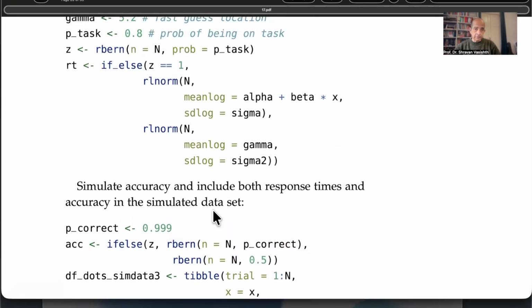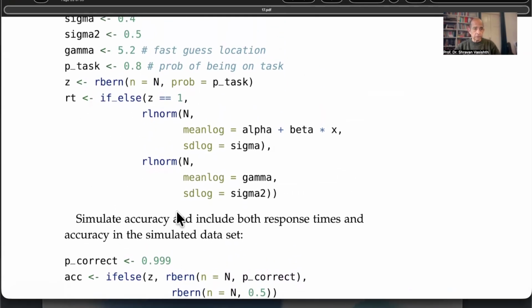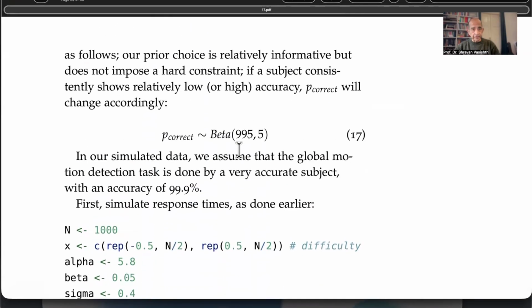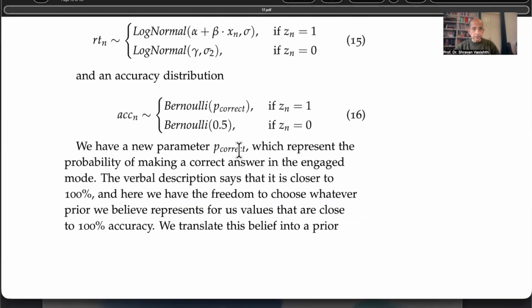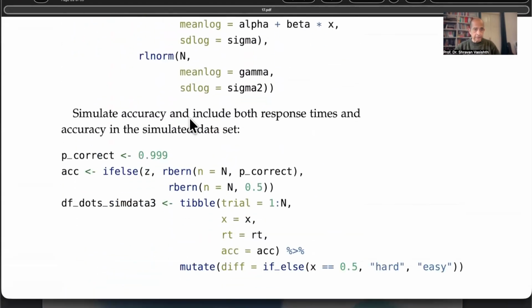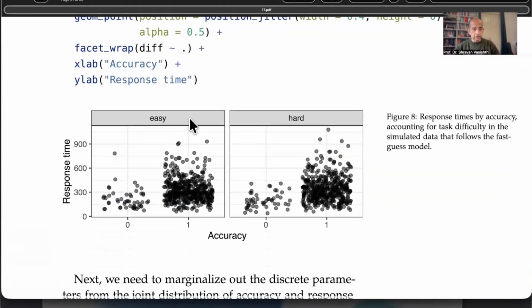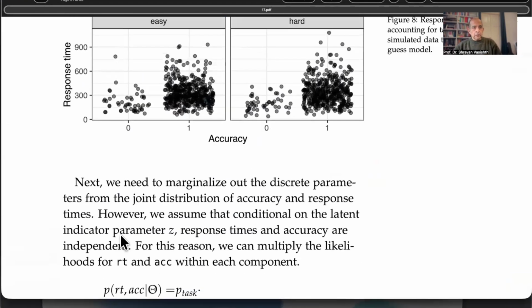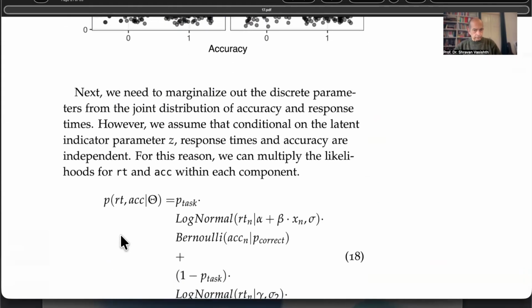But we will get 0 responses from the guessing distribution. And the guessing distribution corresponds to the case where z is 0, and that is the situation where we are sampling from this distribution where gamma is actually less than alpha, so it'll be faster. So that's what's reflected in this plot here, that the 0 responses will tend to be faster in both the easy and hard conditions. Okay, all right.